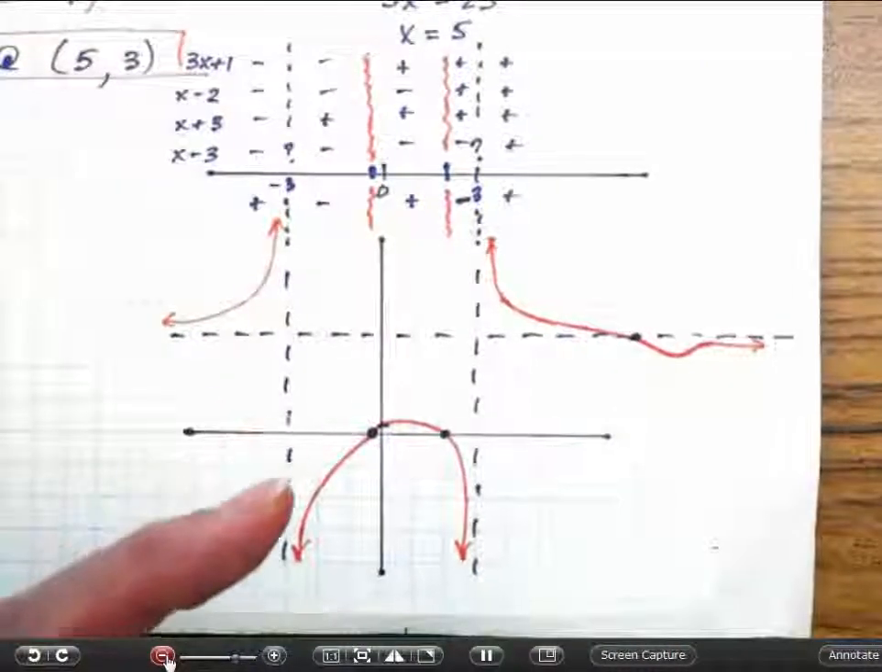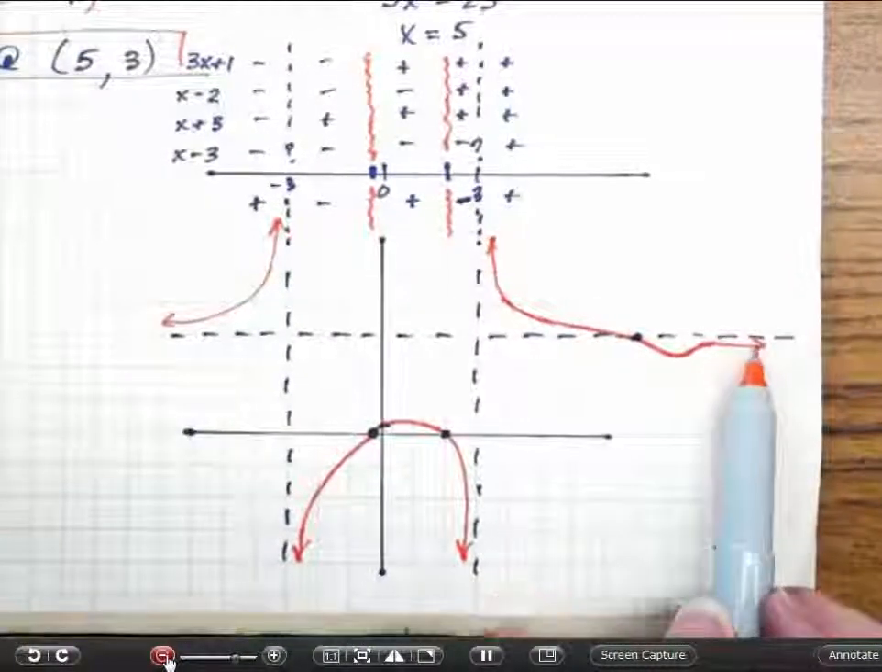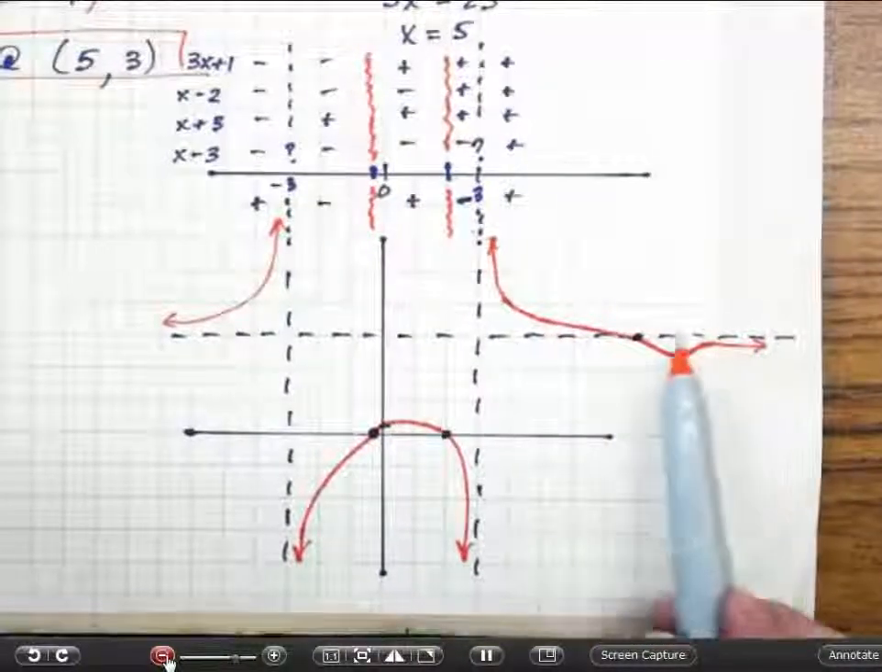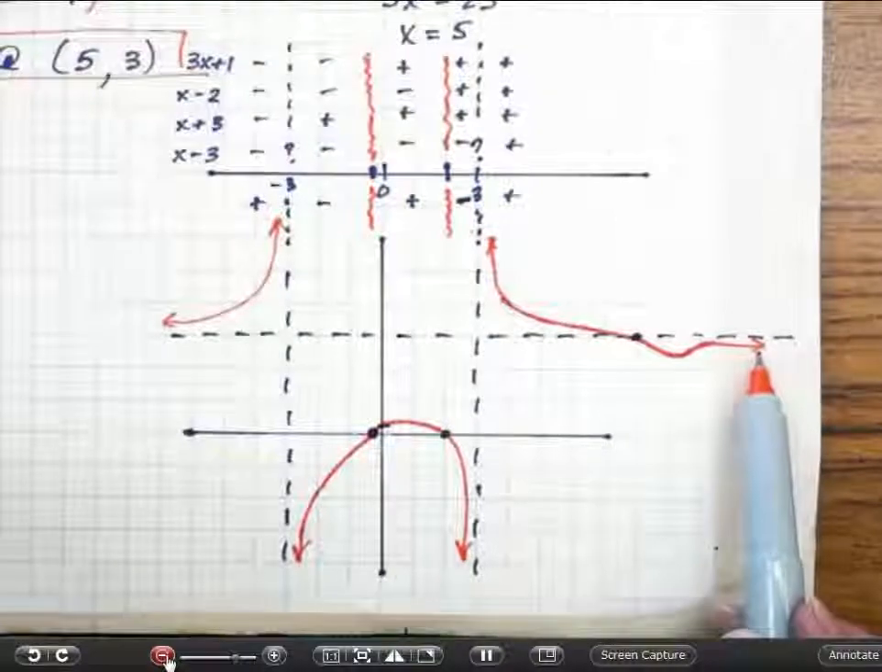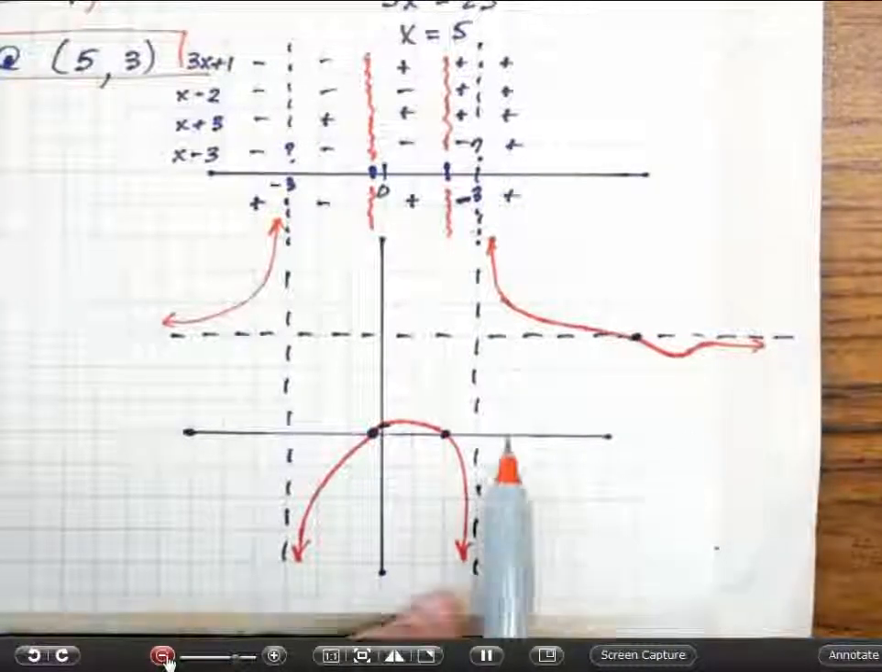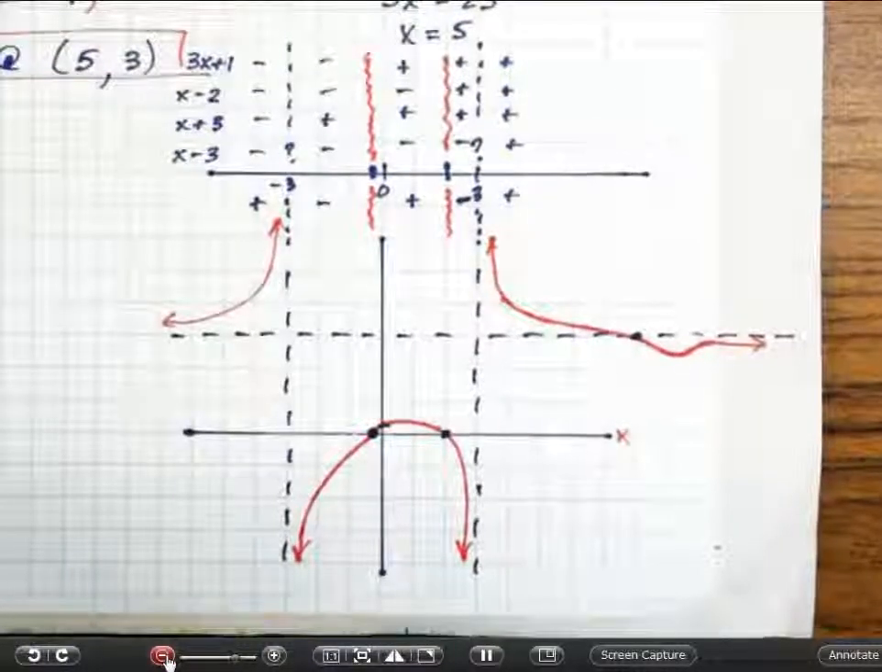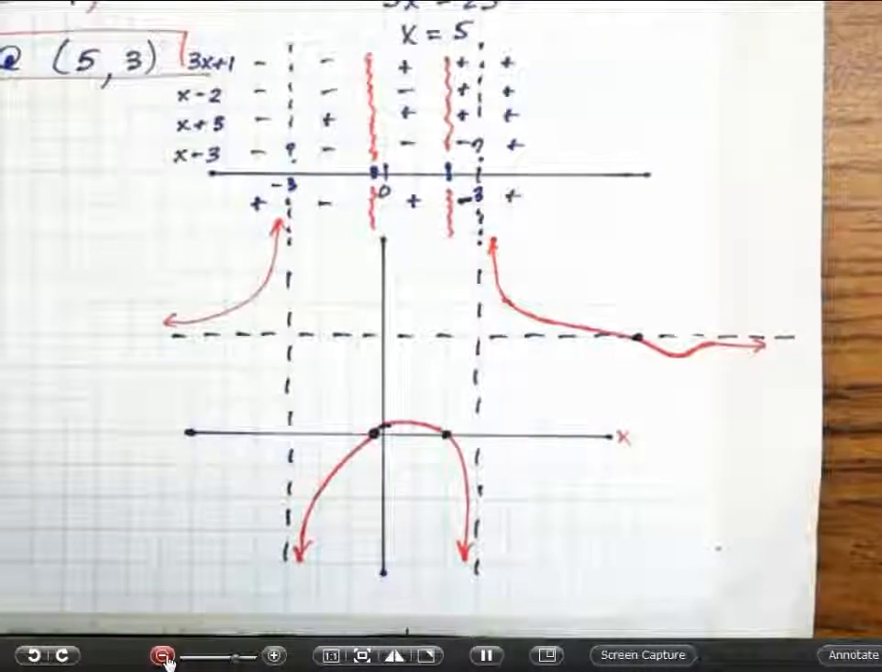So I will be approaching my horizontal asymptote, but instead of approaching it from the positive side, I'm going to be approaching it from the negative side. All numbers still are positive. Here's my x-axis. That makes sense? Okay, so that's what happens when you cross a horizontal or a slant asymptote. You can cross a slant asymptote.